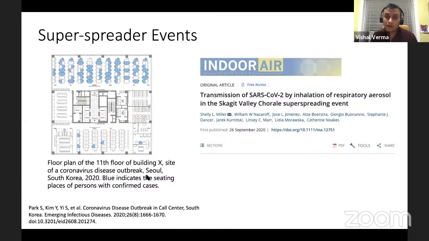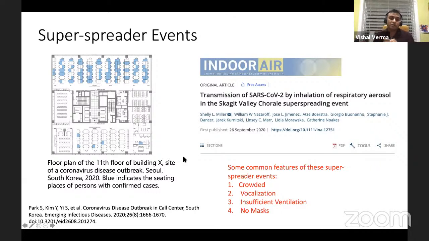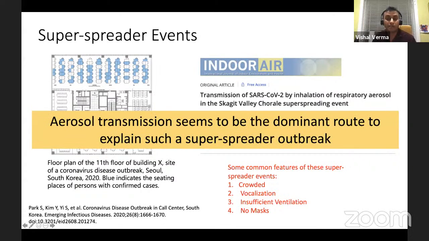I think the common features of the super spreader events are that they are generally crowded. People were talking a lot, there was insufficient ventilation, and people were not using masks. But they were maintaining social distance, and they were also washing their hands a lot. So the only mode of transmission which can explain this super spreader event is aerosol, because only aerosols don't obey the law of the 6 feet. And I'm going to show you that we can control that by wearing the mask. So aerosol transmission seems to be the only dominant route to explain such a super spreader outbreak.